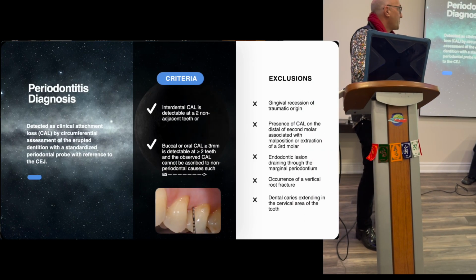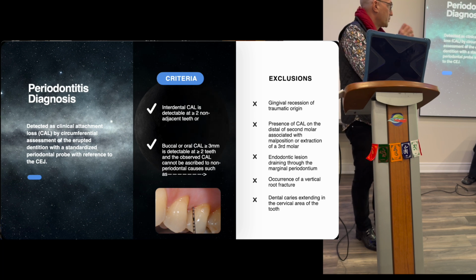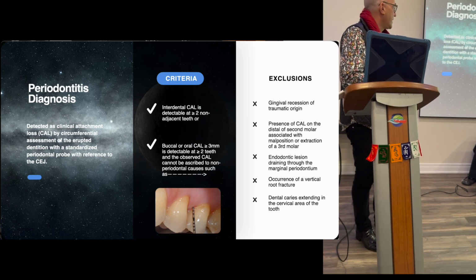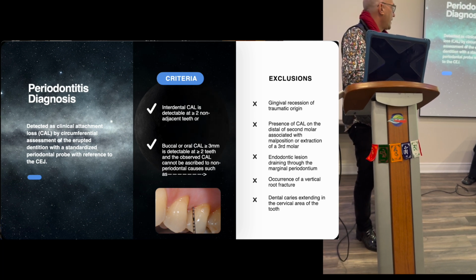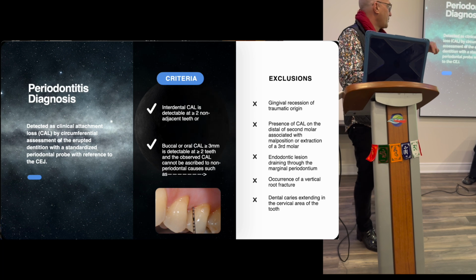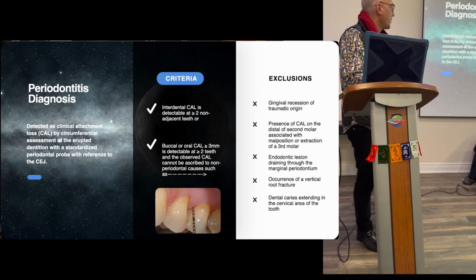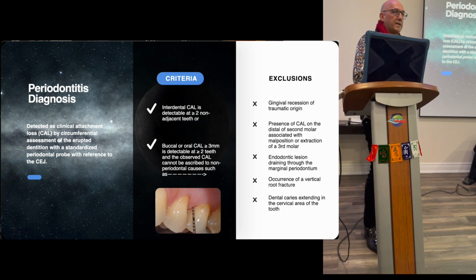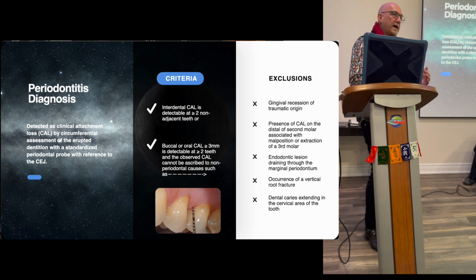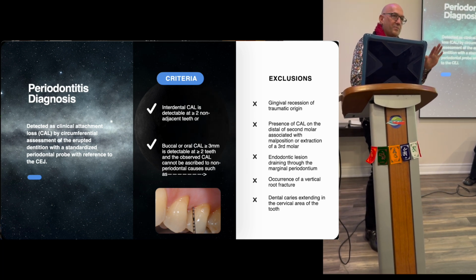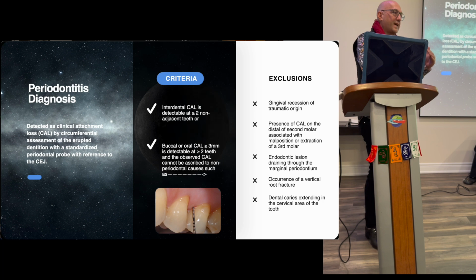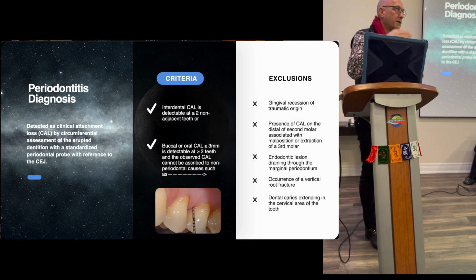The diagnosis of periodontitis requires probing, and it's through attachment loss: a circumferential assessment of an erupted dentition with a standardized perio probe, with reference to the CEJ. What confuses us sometimes is if a patient has had a class 5 restoration done, and all of a sudden you're like, okay, where do I take my measurement from now? What am I going to do?